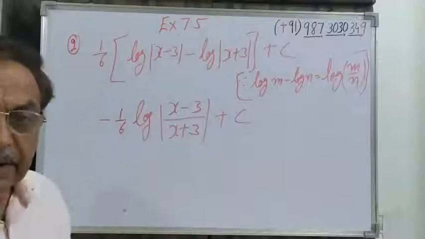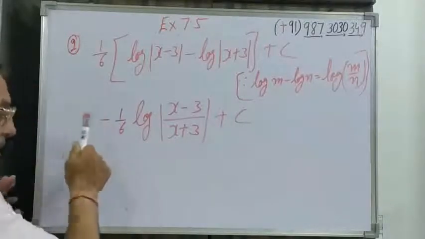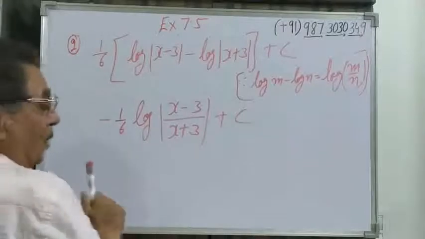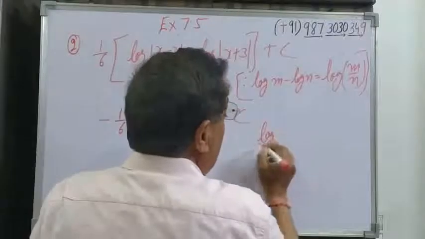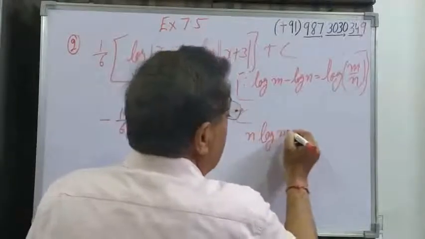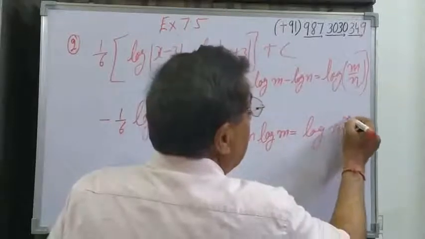We can still simplify it. The negative sign means minus 1. One of the properties of the log is that n log of m is equal to log of m to the power n.